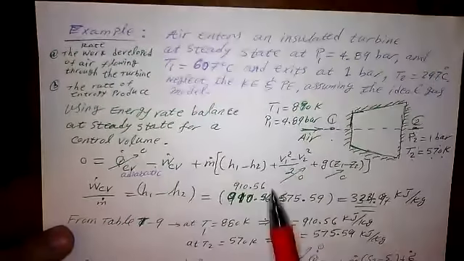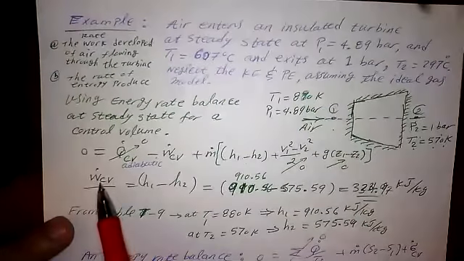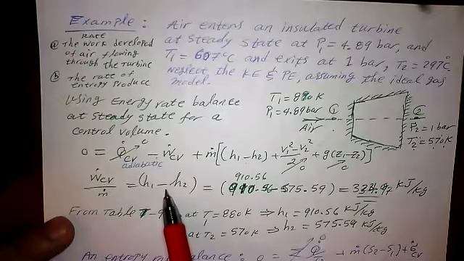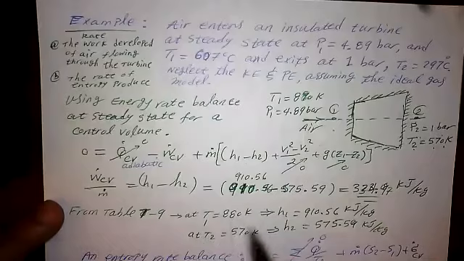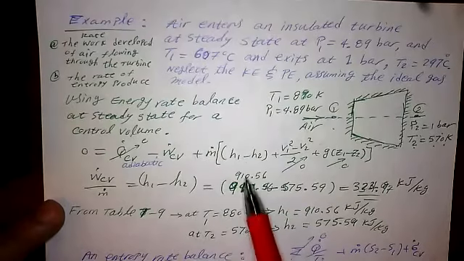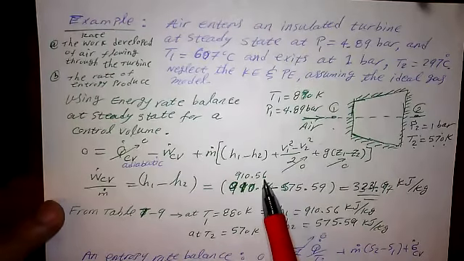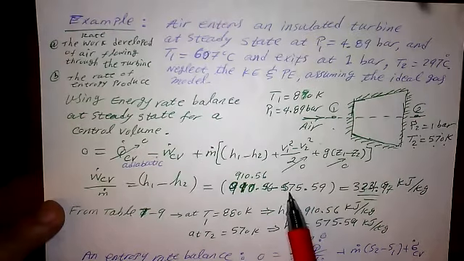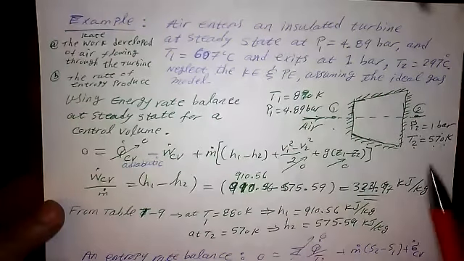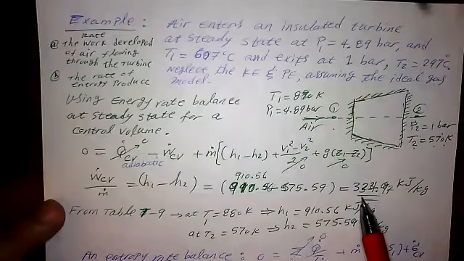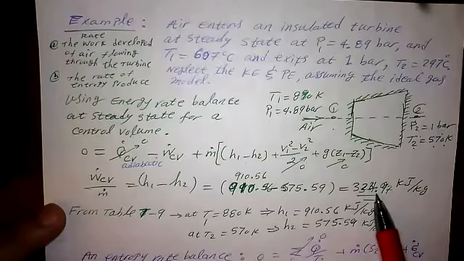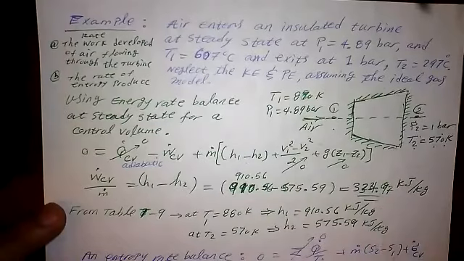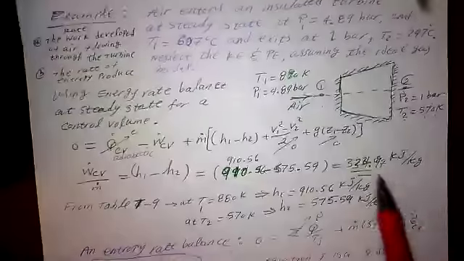Then we simplify this equation and write it as W dot CV over m dot equals the change in enthalpy. So we go to table T-9 and get the enthalpy h1, which is 910.56, minus the enthalpy for temperature 2, which is 570 Kelvin. Then we get the work rate as 334.97 kilojoules per kilogram. So that's that.